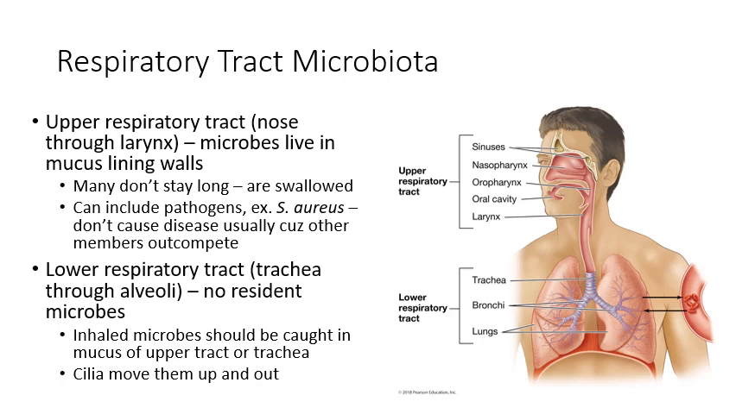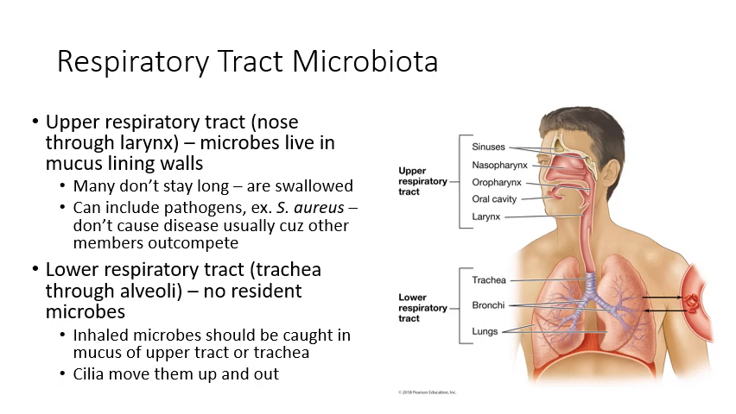So in the upper respiratory tract, you have a microbiota, and you do not have a microbiota in the lower respiratory tract, or at least you should not. There should not be any microbes just living in the lower respiratory tract in your lungs. In the upper respiratory tract, though, you can have microbes that live there.